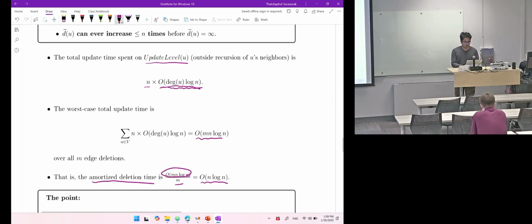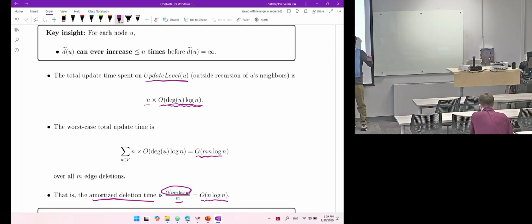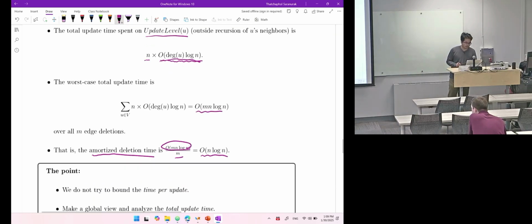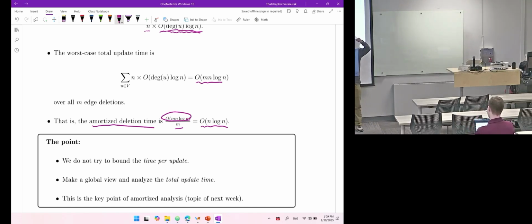Anyway, up to now we get that overall, the total update time is mn instead of m squared, the total time that we ever spend. But let's reflect on what's going on, because we didn't try to bound the time we spend per update. That is complicated because when we delete one edge, there is a butterfly effect: you update this and you update that, and you don't know how to bound the time per update.